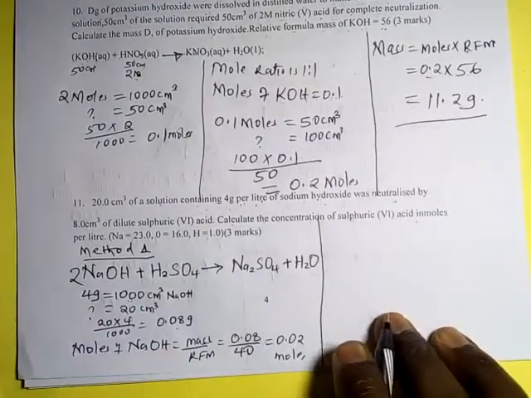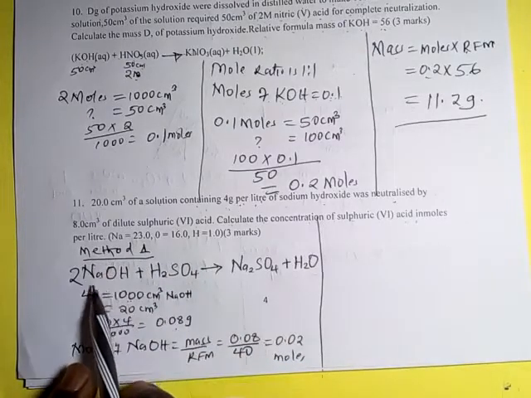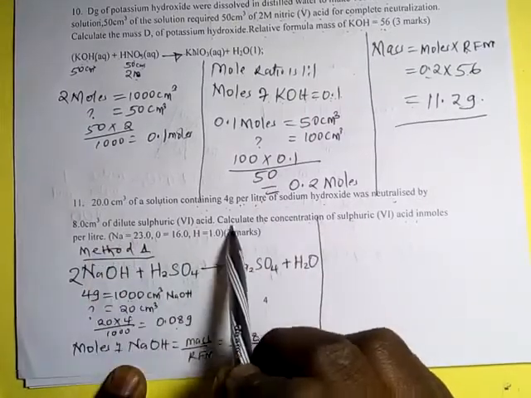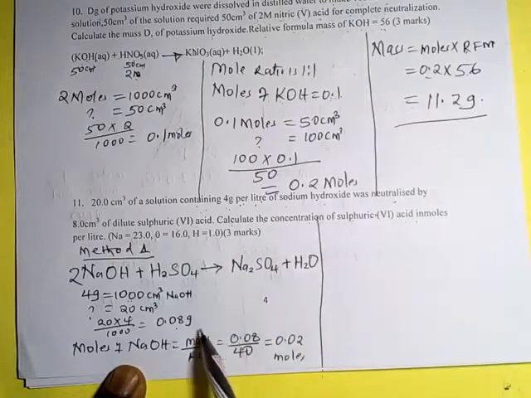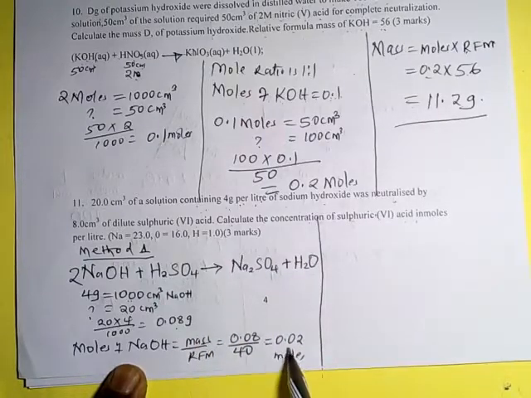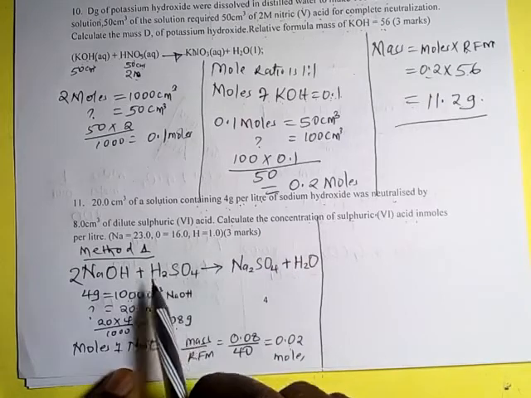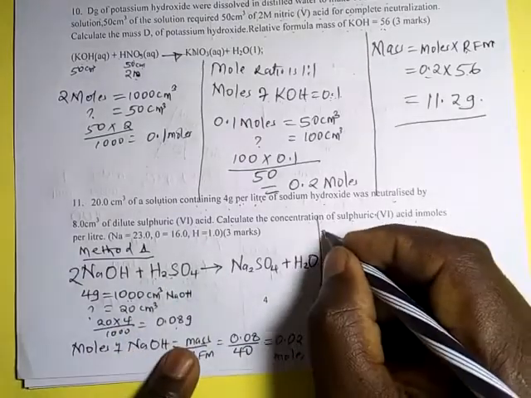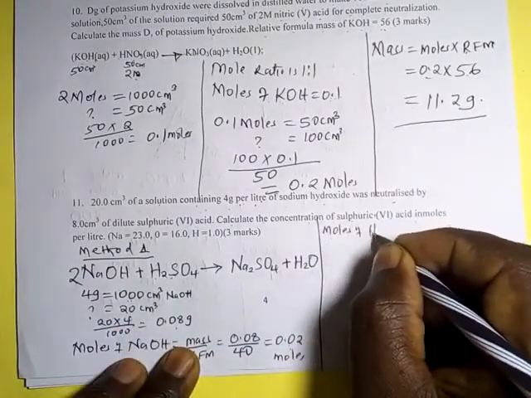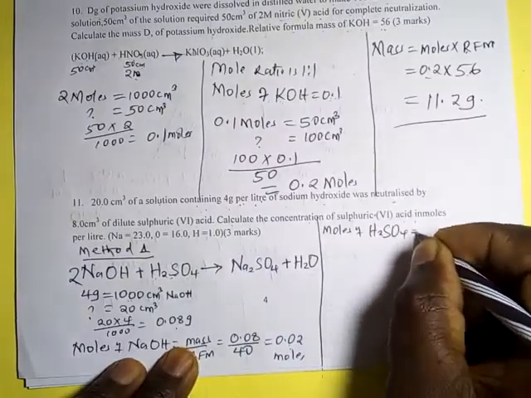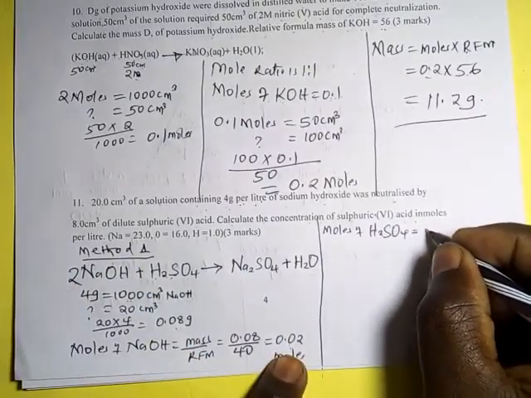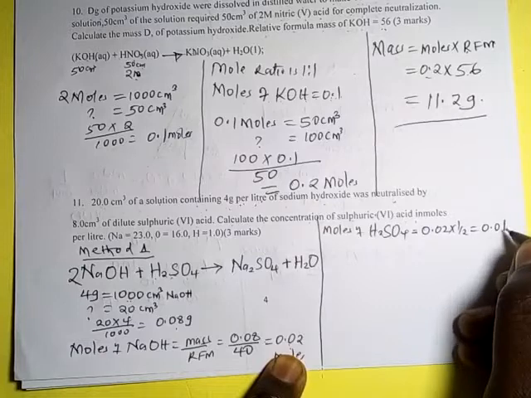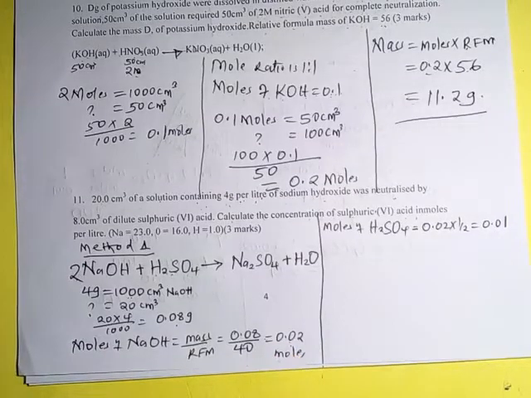Now the ratio for sodium hydroxide and sulfuric acid, because remember the question is asking us to calculate the concentration of sulfuric acid. Now we have the number of moles of sodium hydroxide that reacted with sulfuric acid. Since the ratio is 2:1, we can get the number of moles of sulfuric acid. Moles of sulfuric acid equals 0.02 times one half, and that is 0.01, because the ratio is 1 to 2.